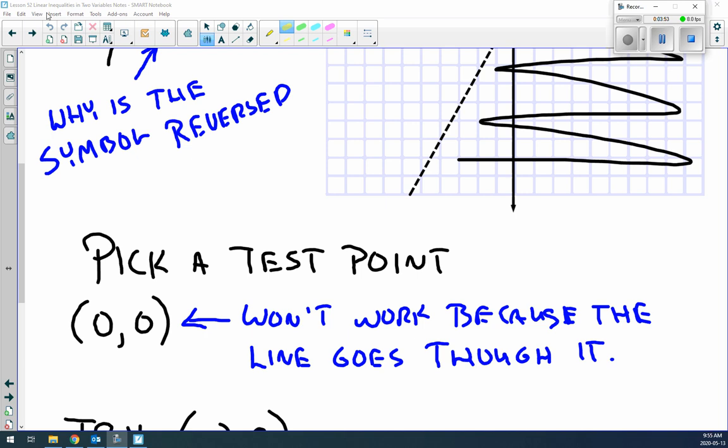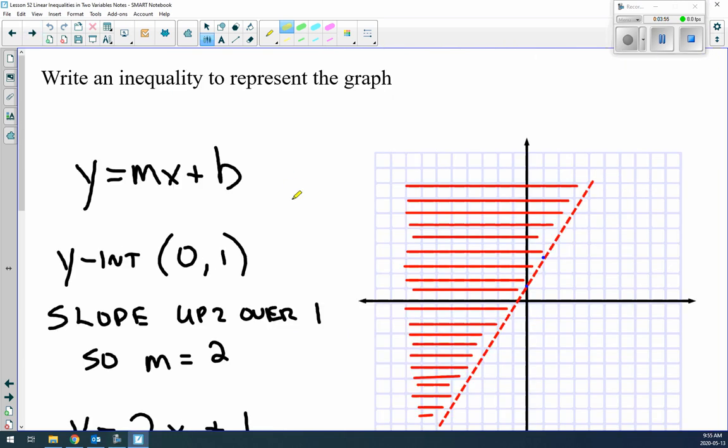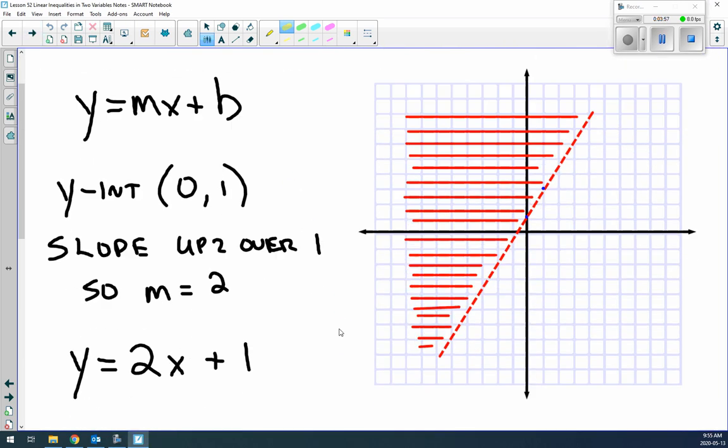Okay, now let's look at this last example. This is kind of neat. This one's kind of going backwards. We actually have a graph, and you have to figure out the equation that goes with it. It's not that tough. First off, it's a dotted line, so it's either greater than or less than. It's linear, so do we have a y-intercept? Yes, the y-intercept is 0, 1. The slope is up 2 over 1, up 2 over 1, so the slope is 2.